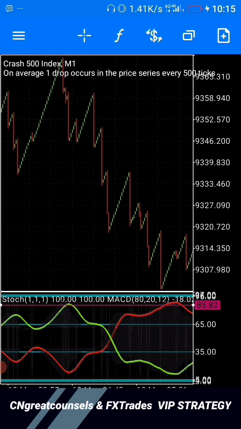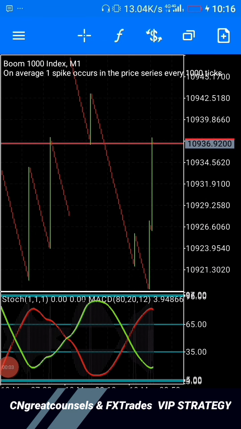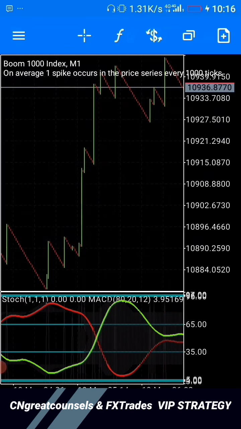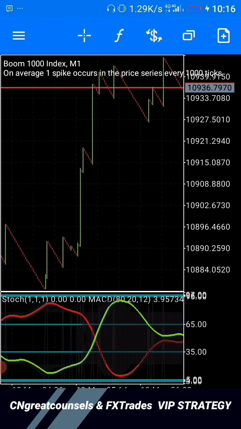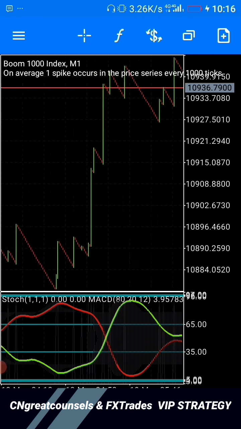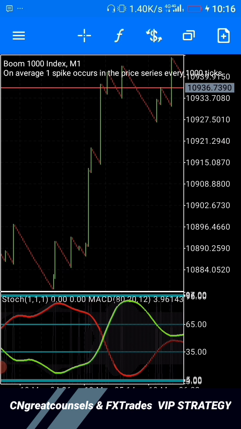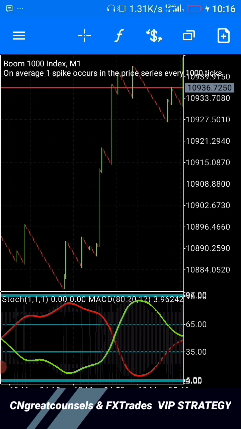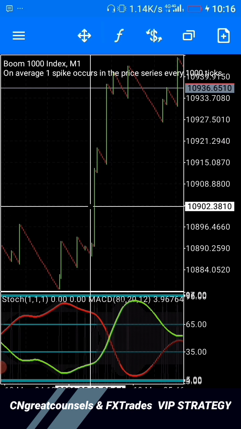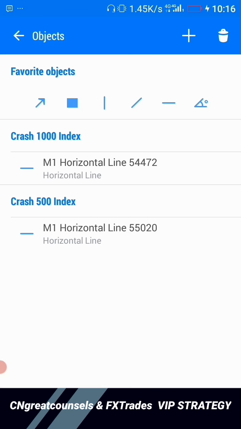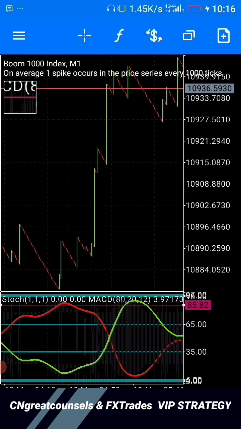Okay, let me show you on Boom. All right, this is Boom 1000, and whatever I said there, the opposite is the case here. So on Boom, you are looking at the green signal line on your right and the red signal line, that is the loop, on your left. Now still the same process. You bring in your horizontal line. Now a previous loop was made. Look at the previous loop.